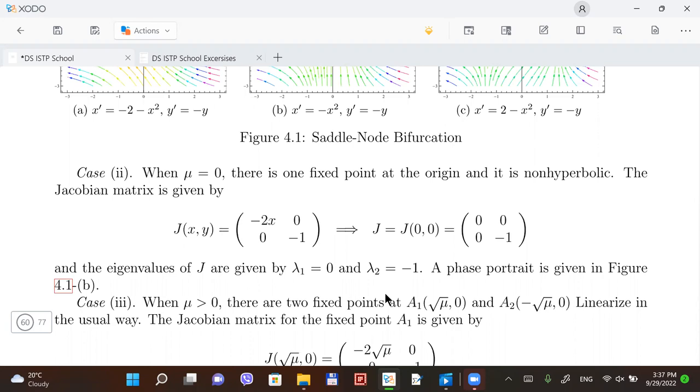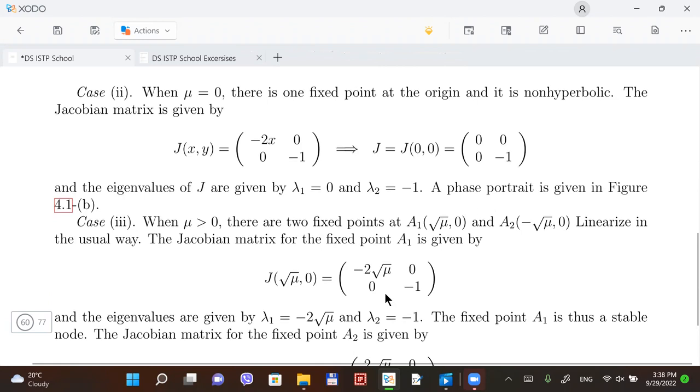But we haven't yet considered the cases when there is one eigenvalue which is zero, and this leads to the situation when we have a bifurcation. So here we have the fixed point, which is non-hyperbolic. You see that one eigenvalue is zero, another eigenvalue is minus one. So by the linearization, we cannot say anything about the dynamics inside of this, but throughout this bifurcation, of course, we have.